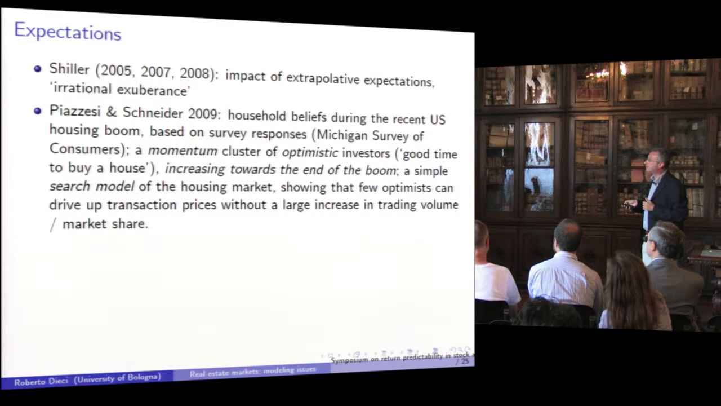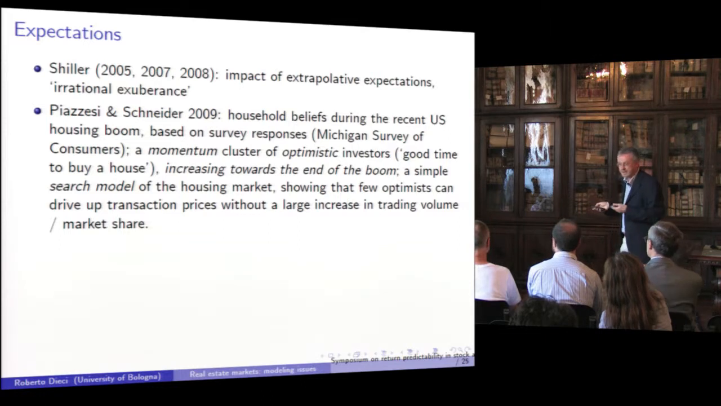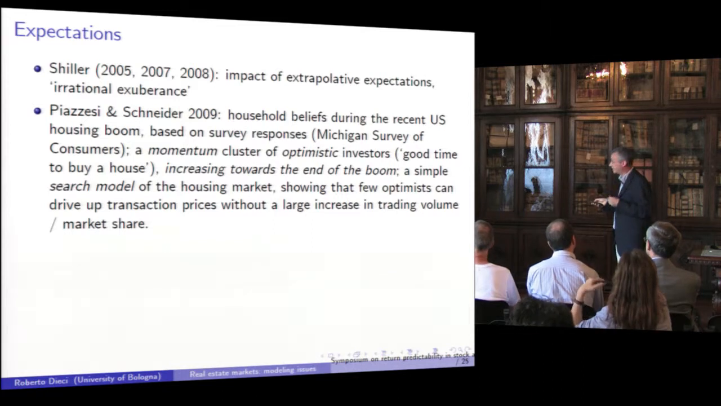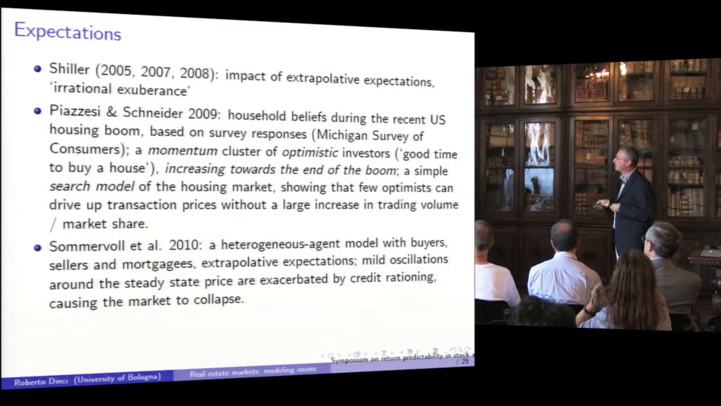And they build a simple search model of the housing market. This model shows that a few optimists can drive up transaction prices without a large increase in trading volume and their market share. And they ascribe this phenomenon to some kind of optimistic behavior of a small fraction of optimistic investors.